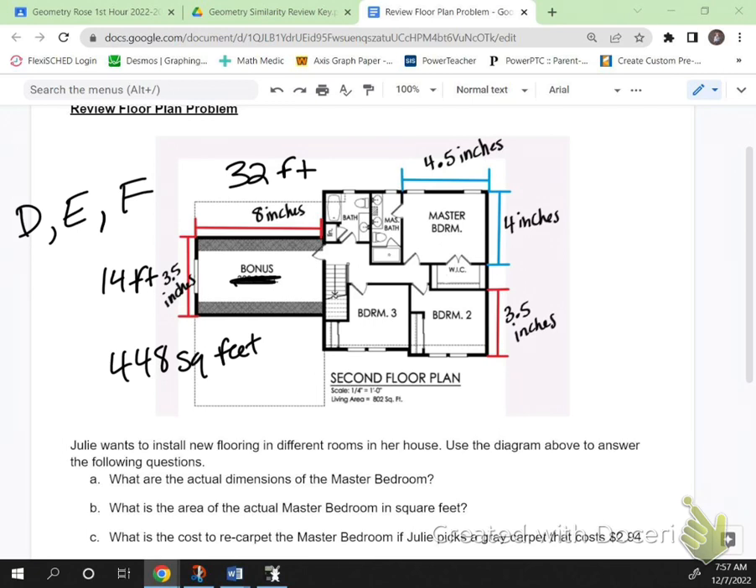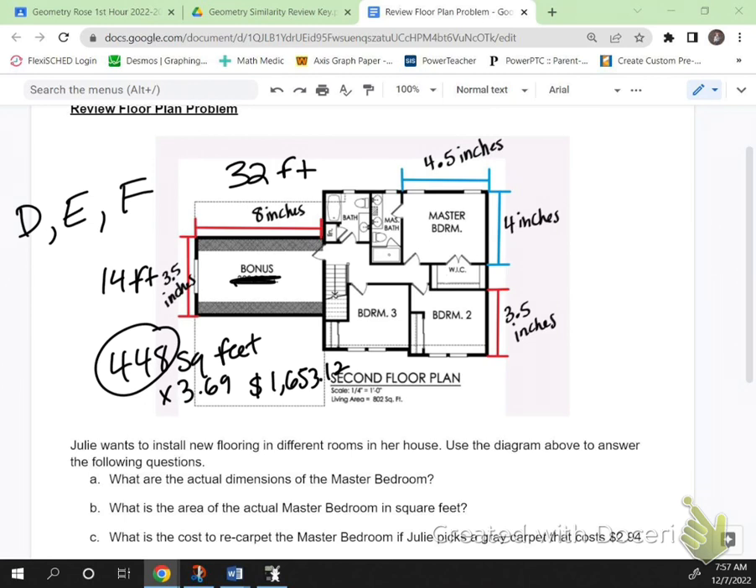Then we have to do the cost. She decides to put vinyl plank flooring that costs $369 per square foot. How much is it going to cost? We're going to take the square footage and multiply it by our cost per square foot. And the total to floor this room with vinyl plank is $1,653.12.